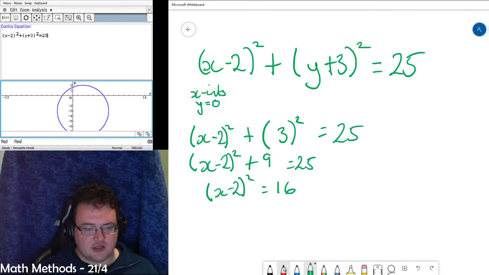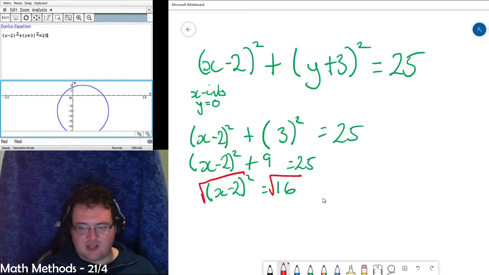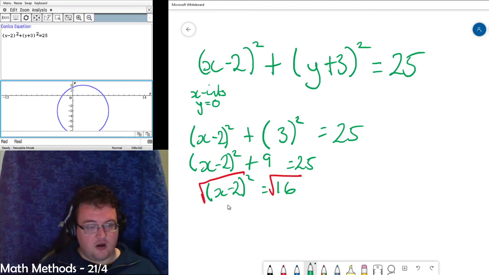If I square root both sides, if I square root that 16, what am I going to end up with? Just 4? Am I going to end up with just 4? On my right hand side, it's plus minus. So I take the square root of that, and I'm going to end up with x minus 2 on this side, and on the other side, plus minus 4.